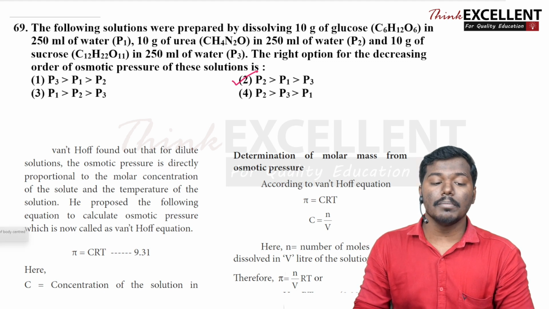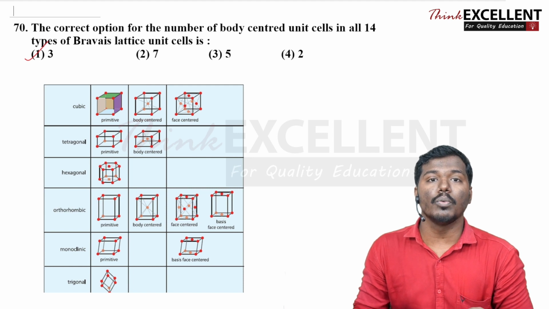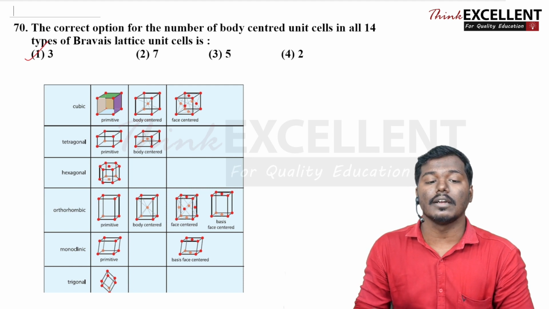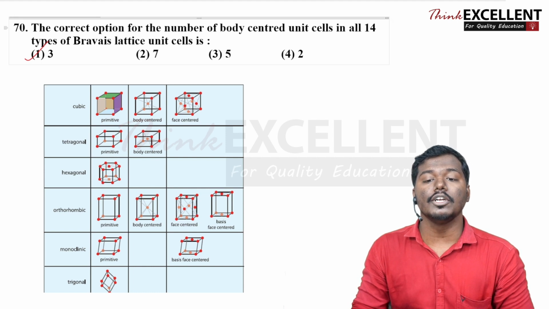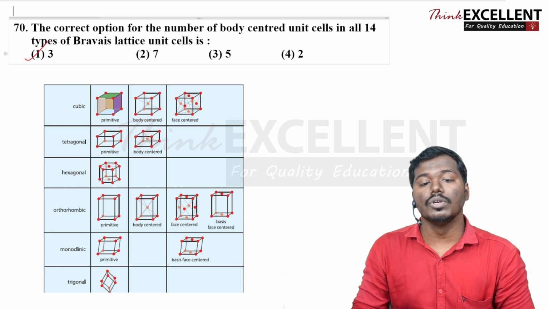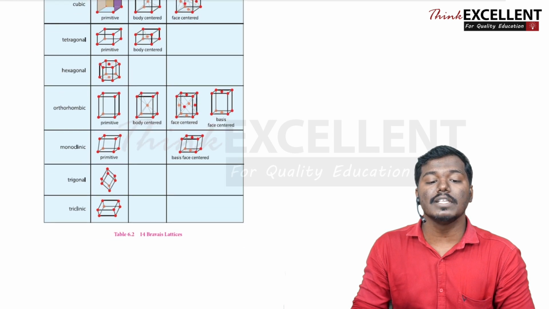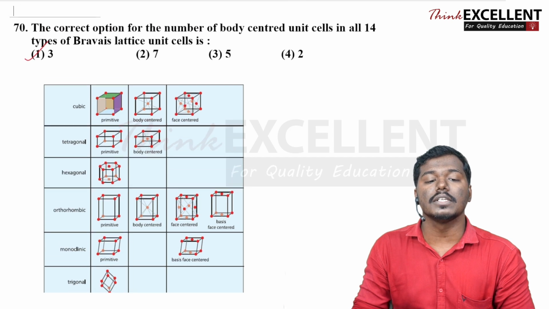Okay. So question number 70, you can see that it is asked from the solid state, a simple question, and the Bravais lattice lende ketirukanga. The correct option for the number of body centered unit cells in all 14 types of Bravais lattice unit cells. So you can see that 14 Bravais lattice unit cell la pathina cubic la body centered irukku, tetragonal la body centered irukku, orthorhombic la body centered irukku. Appo 3 types of body centered it is present. So the answer is 3.